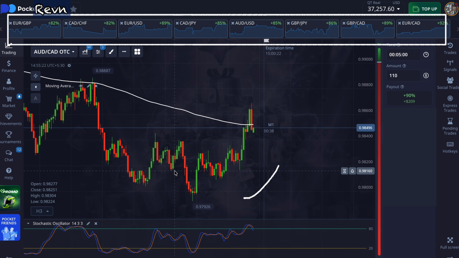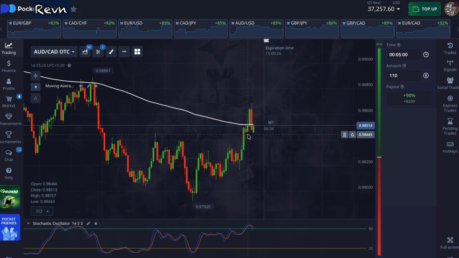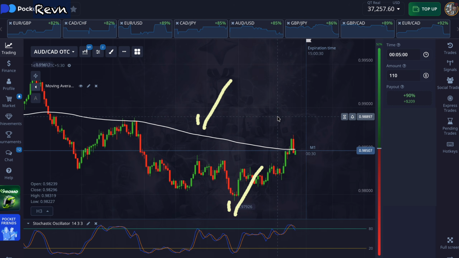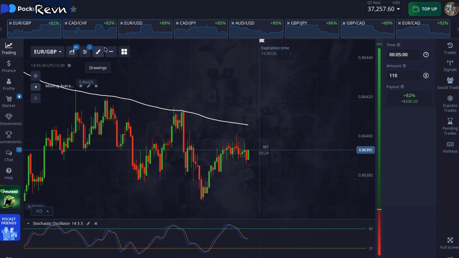First, we have added a few currency pairs to our favorites list. After that, we have set the expiry time to 4 minutes. Now, let's see how these indicators are applied to analyze each currency pair chart and identify potential market opportunities.